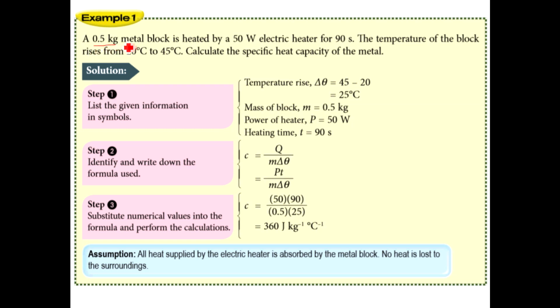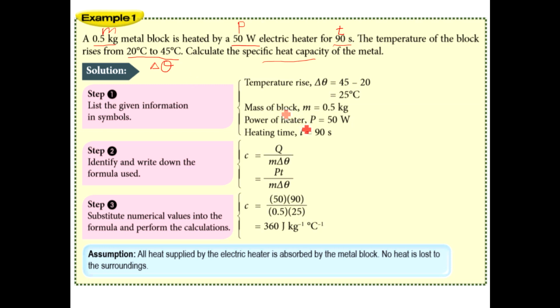A 0.5 kg metal block is heated by a 50 watt electrical heater for 90 seconds. The temperature of the block rises from 20 degrees Celsius to 45 degrees Celsius. Calculate the specific heat capacity of the metal. So we better write down the symbols. 0.5 kilograms is the mass, so the symbol is m. Heated by a 50 watt, this is the power. And for 90 seconds, this is the time t. The temperature change is delta theta.